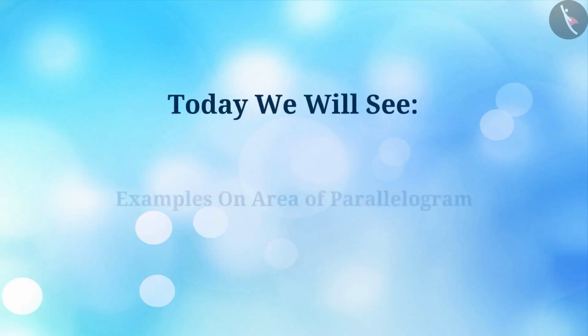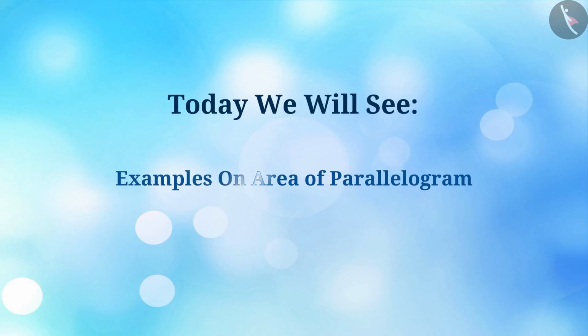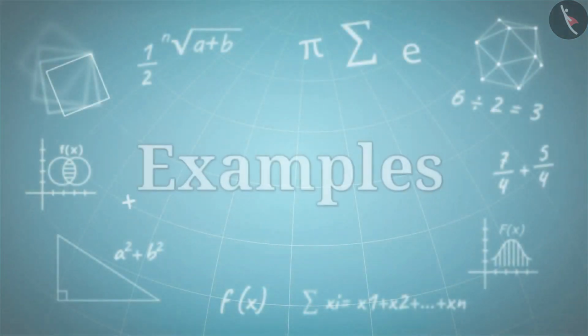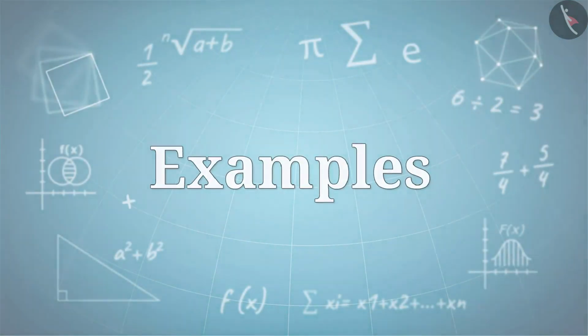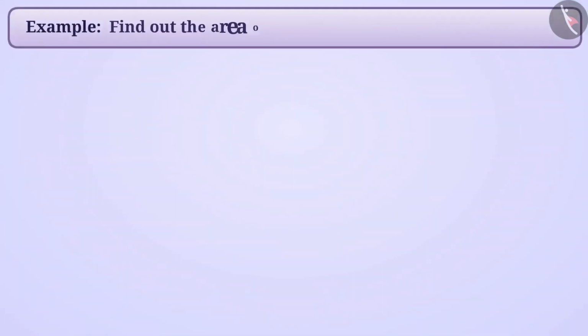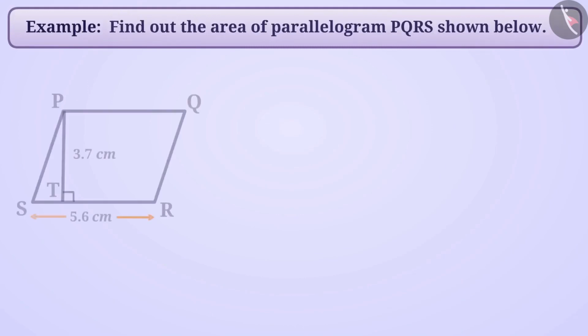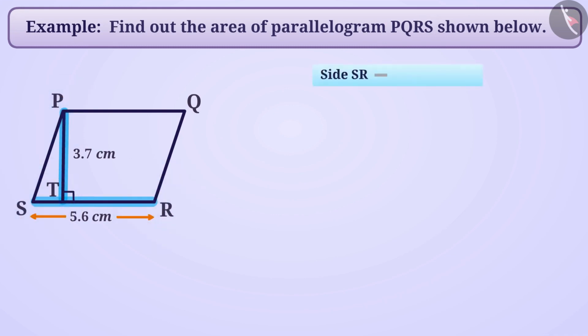Today we will see examples on area of parallelogram. Find out the area of parallelogram PQRS shown below. In the given parallelogram PQRS, perpendicular PT is drawn from the opposite vertex P on side SR. Therefore, here we consider side SR as base.